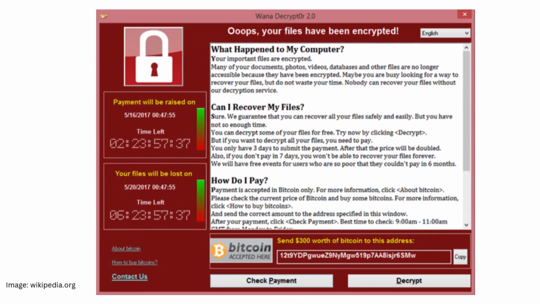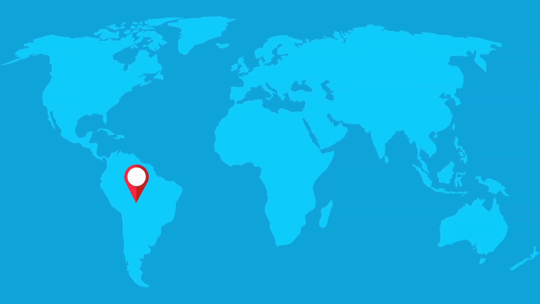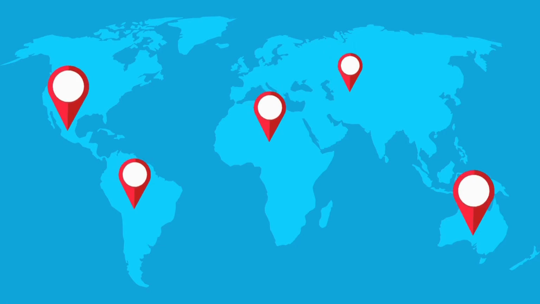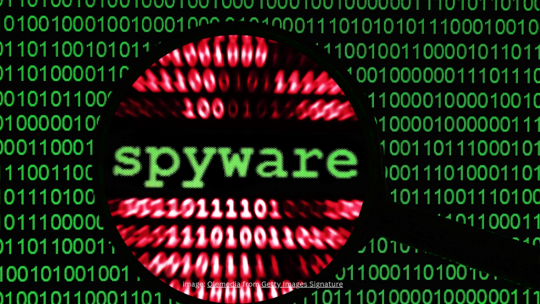For instance, remember the WannaCry attack in 2017? It spread across the world, infecting computers in hospitals, factories, and government offices, causing massive disruption. This attack highlighted just how dangerous ransomware can be, especially when it targets large organizations that depend on their data.